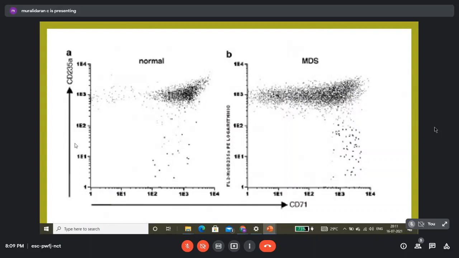So this is CD71 and this is CD235A. In a normal bone marrow, we can see both will be positive and will be present as a cluster in this area. But in an MDS case, we can see CD71 has a heterogeneous expression, from dim to strongest expression. So if it has this type of abnormal pattern, by that we can diagnose, okay, this could be a case of MDS.